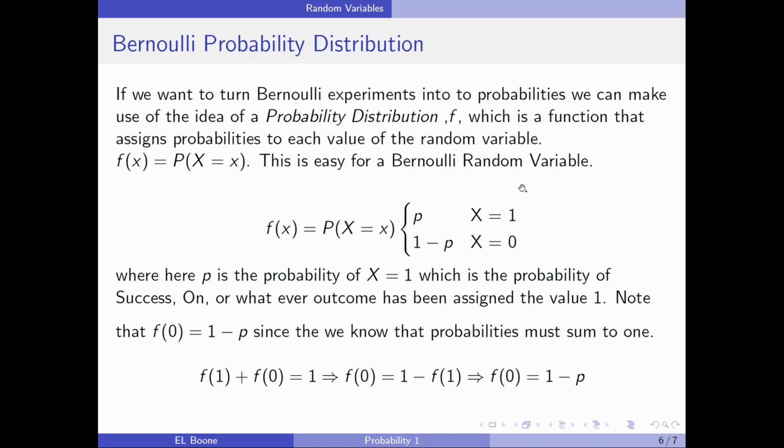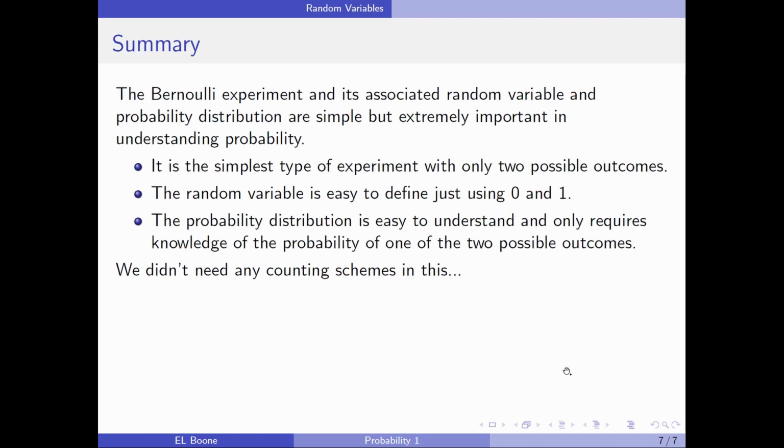Okay, this isn't hard for a Bernoulli random variable. Here we have f of x, and that's the probability that X equals little x, which is equal to p if x equals 1, and 1 minus p if x equals 0. Here p is the probability that X equals 1, which is the probability of success, on, or whatever outcome has been assigned to it. Then the complement of that is it being off, or failure, or whatever the alternative is. So it would be 1 minus p. And here we can show that since we know they add up to 1, then f of 0 must be 1 minus p. All right, so Bernoulli experiments are really, really simple, and we'll look at more of them later.